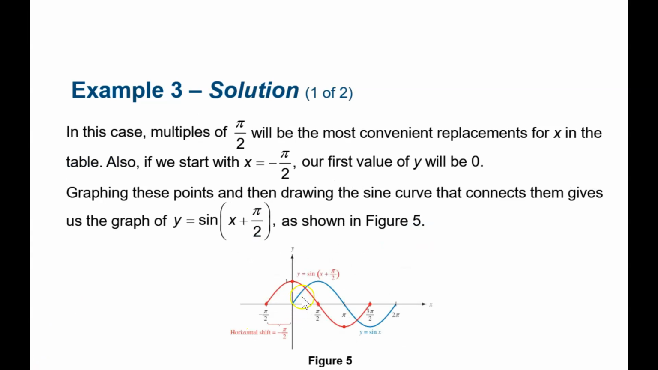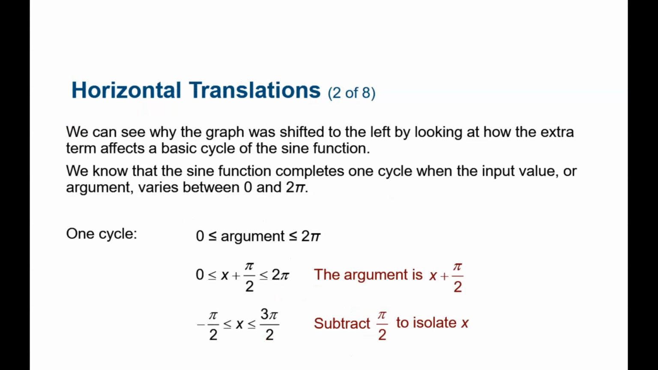The blue graph represents the regular shape of y equals sine x. The red graph represents the shifted graph. And we can see it shifted pi over 2 units to the left, even though the argument changed by plus pi over 2. We can see why the graph was shifted to the left by looking at how the extra term affects the basic cycle of the sine graph.